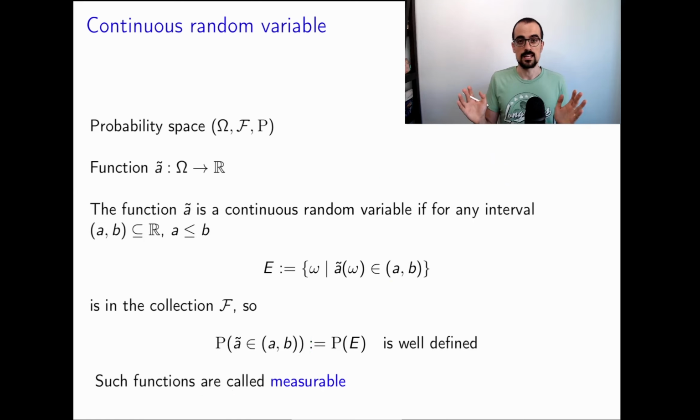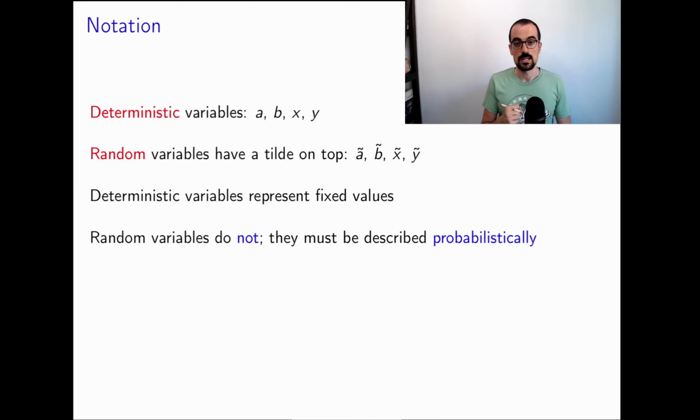If you want a fancy name for functions like this that can be valid continuous random variables, they're called measurable. Okay, so let me remind you a little bit about notation. Usually we write deterministic variables without a tilde on top, and those can have a specific value. Random variables have a tilde on top. That means that their values are uncertain.